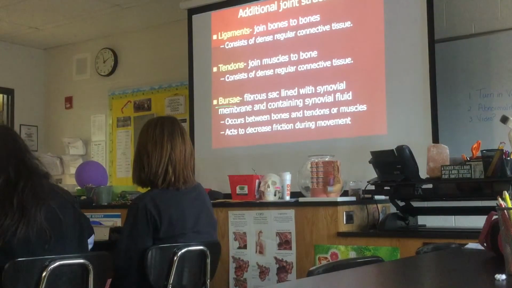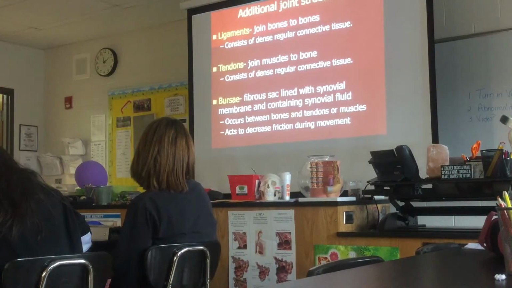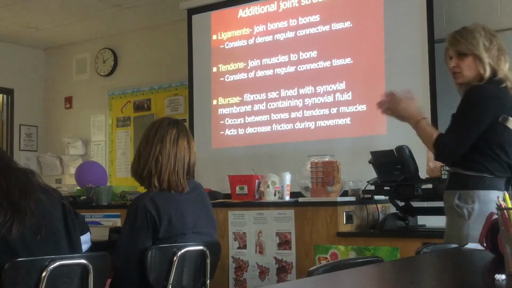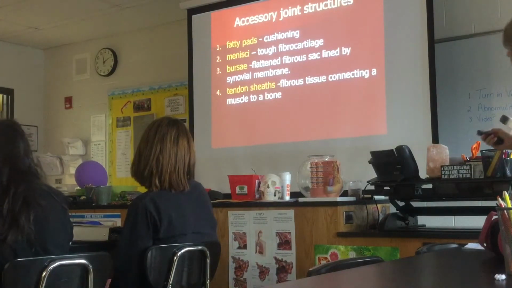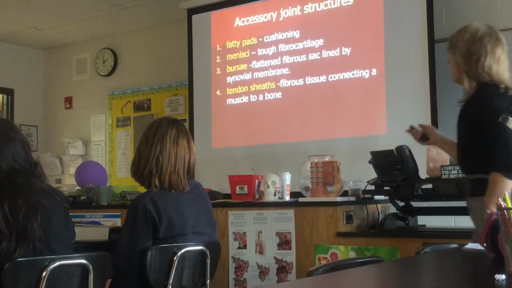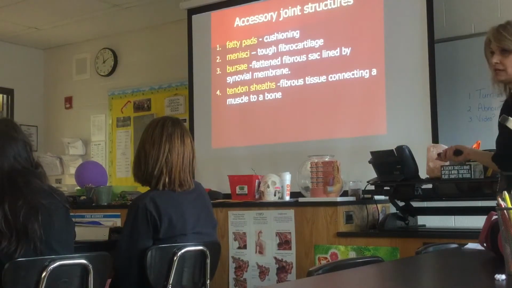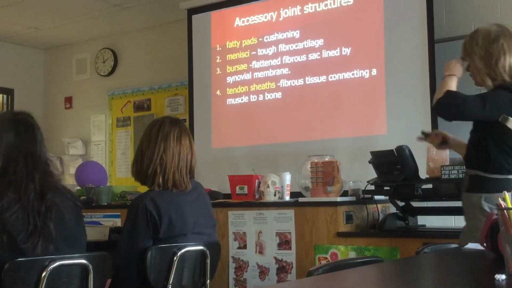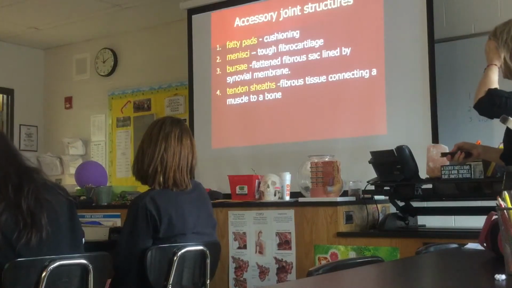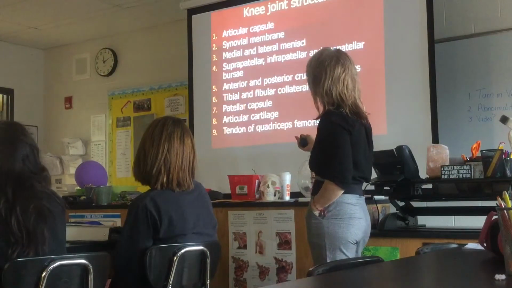Generally, these bursa are going to be located between bones and tendons, or between bones and muscles. Again, just adding some cushioning so we don't have those two structures rubbing against one another. Sometimes you'll run into fatty pads in a joint. Menisci are specific pieces of fibrocartilage in the knee. They help to cushion the femur as it sits on top of the tibia. We're going to get to that in more detail in just a second. And tendon sheaths, again, connect muscle to bone.